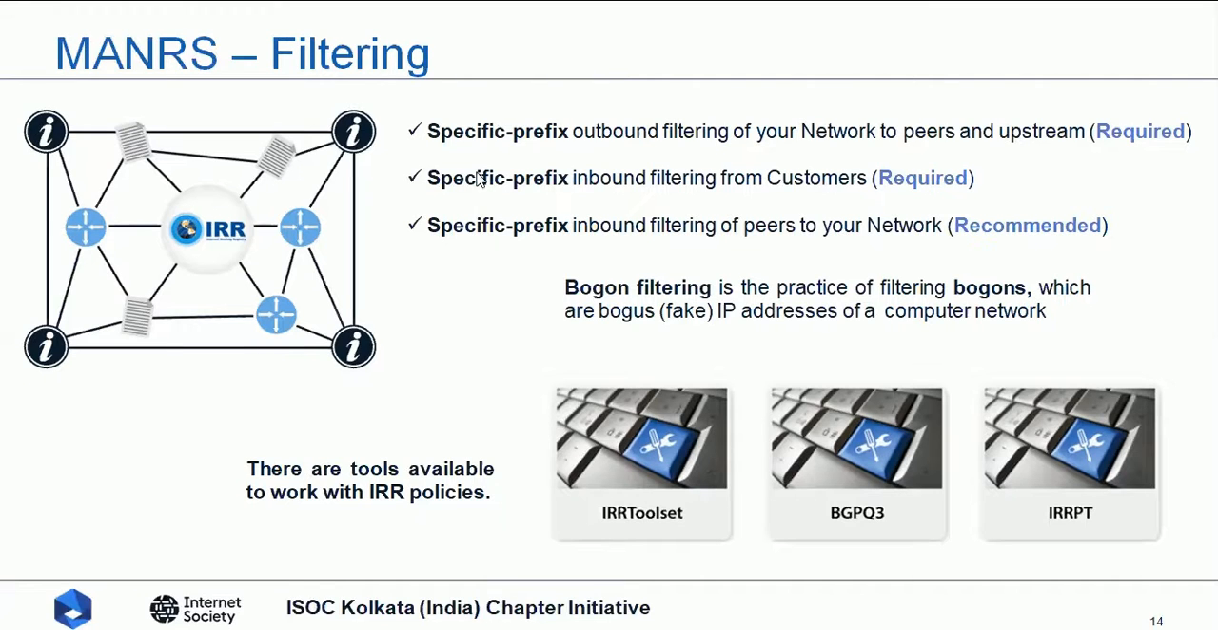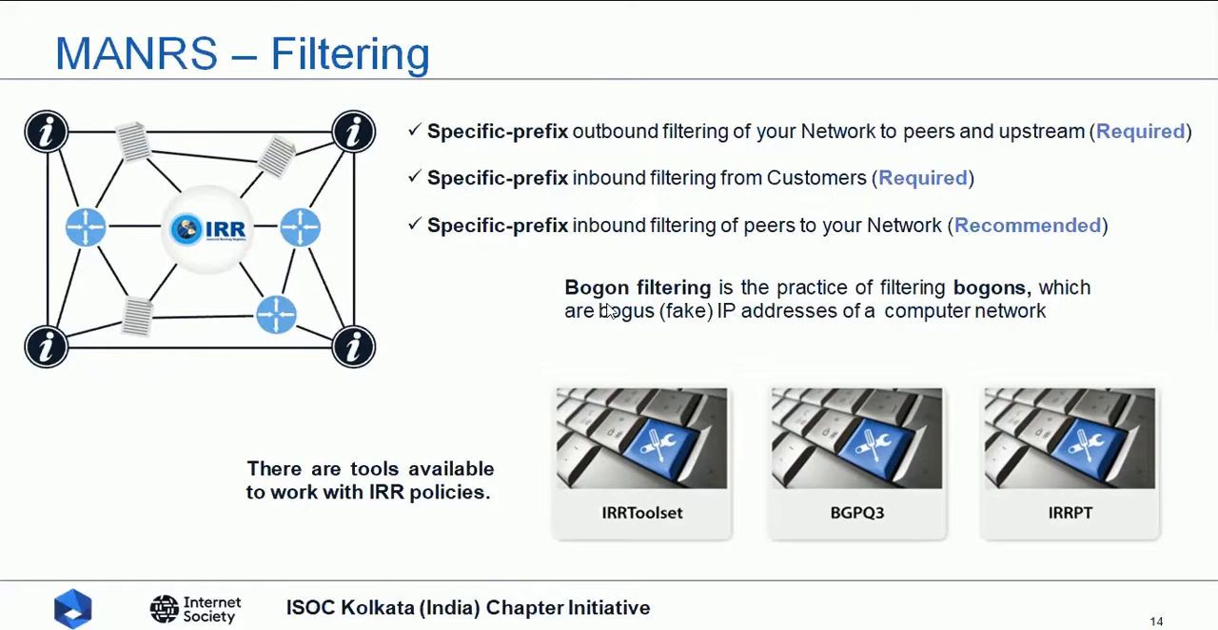Filtering: we showed how, because the filtering was not in place, you are under threat. So MANRS recommends specific prefix outbound filtering of your network to peers and upstreams, and specific prefix inbound filtering from customers. These two are mandatory and required for you to be safe. It also recommends specific prefix inbound filtering of peers to your network.